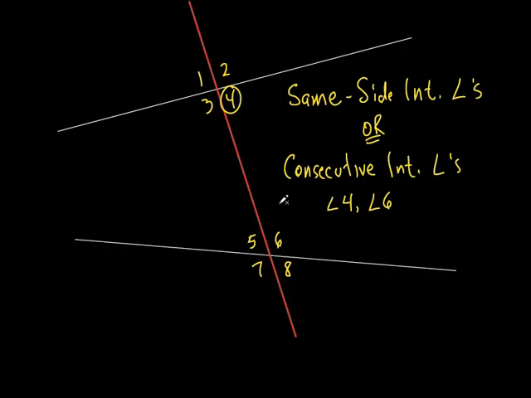They're on the same side of the transversal, and they're both interior angles. All right, what else do we have? 3 and 5, good, because 3 and 5 are on the same side of the transversal, and they're both interior angles. So those are my consecutive interior angles.